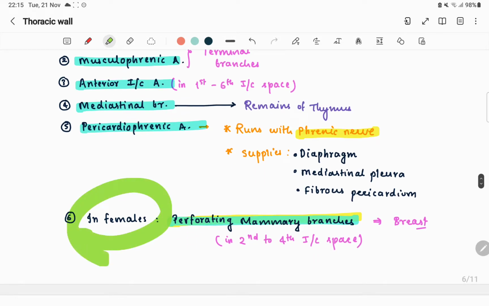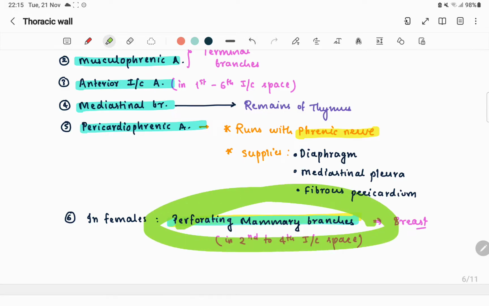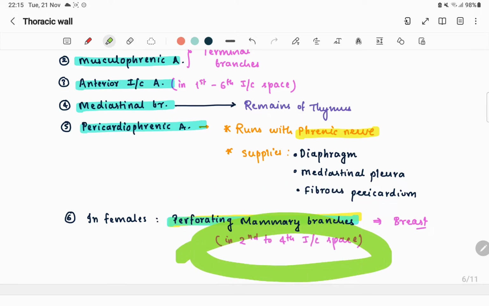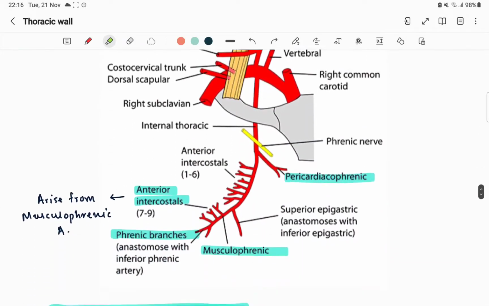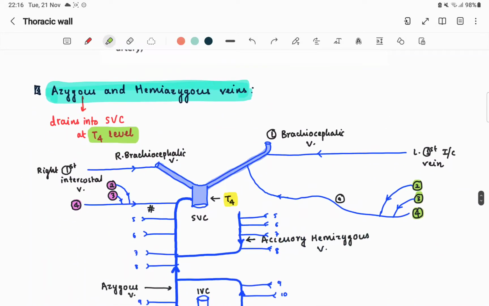In females, you have perforating mammary branches in the 2nd to 4th intercostal spaces to supply the breast. Remember, we told this perforating branches of ITA in breast. You can check the upper limb lectures.